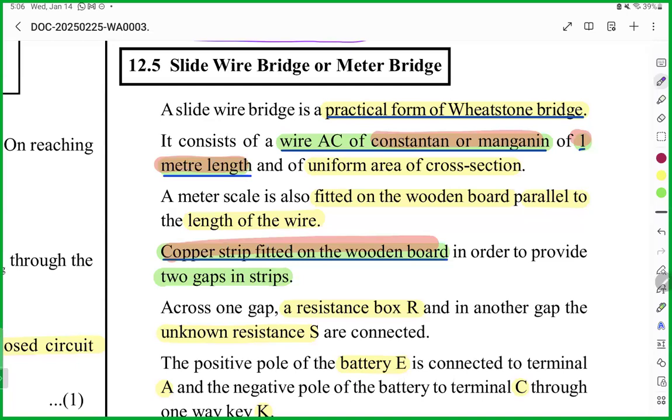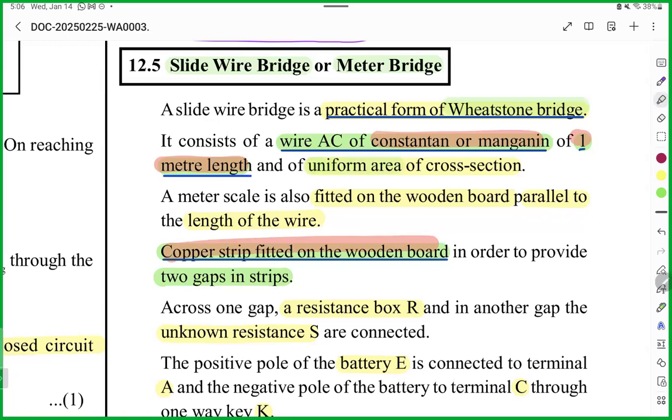Okay. So I'll take at 7. Last topic of this chapter: slide wire bridge or meter bridge. It is the application of Wheatstone bridge. It has a wire made up of material constantan or manganese. These are the material names. Length of the wire is 1 meter and area is uniform.